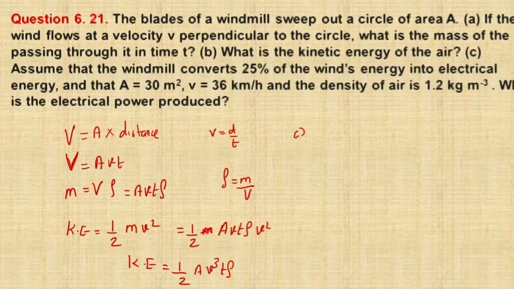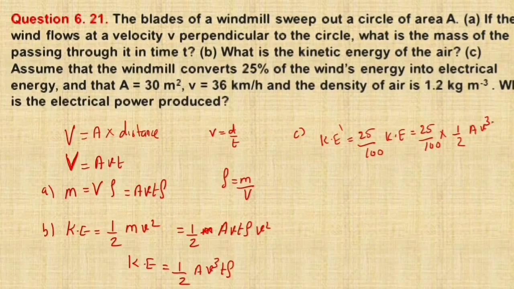Now the next one. The first one we have calculated is the mass, the second one is the kinetic energy, and the third one is asking for what? The windmill converts 25% of the wind energy into electrical energy. So how much energy is converted here? Kinetic energy of air is converted into electrical energy, right? So kinetic energy dash is equal to 25% of the initial kinetic energy. That is equal to 25% of 1 by 2 A v cube T into rho.